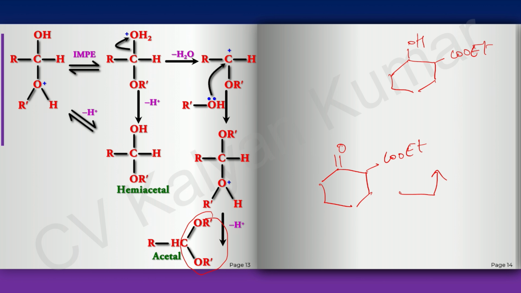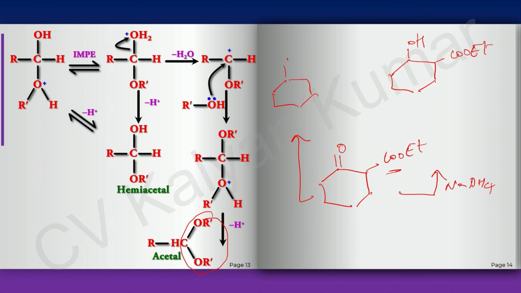And here is the answer. As I had told you in the previous video, ketones can be reduced to alcohol, but esters won't be if I use NaBH4. All right. Second question. Suppose I want both of them to become alcohol.